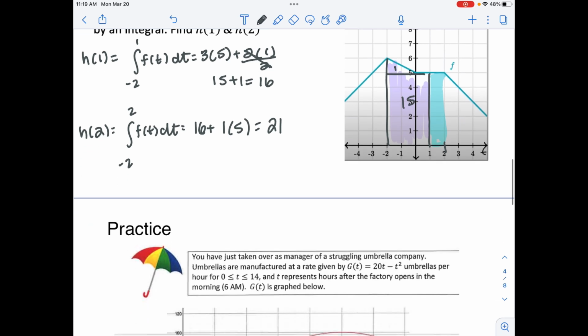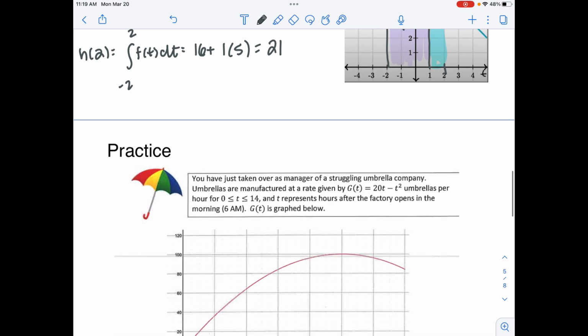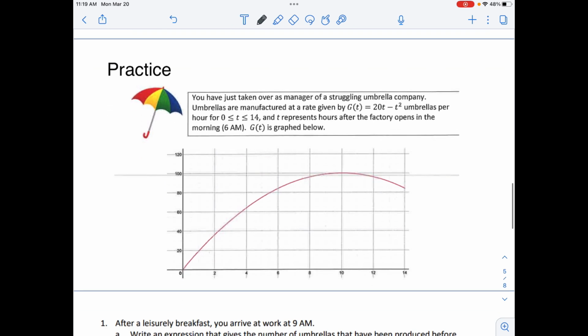Okay, we're going to go on to our practice problem, and you're welcome to try this all by yourself. I feel like if you really put your mind to it, you might be able to do it without following along, but if you would like to follow along, that's okay.